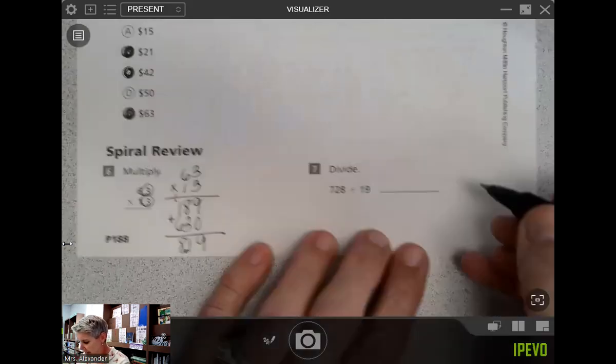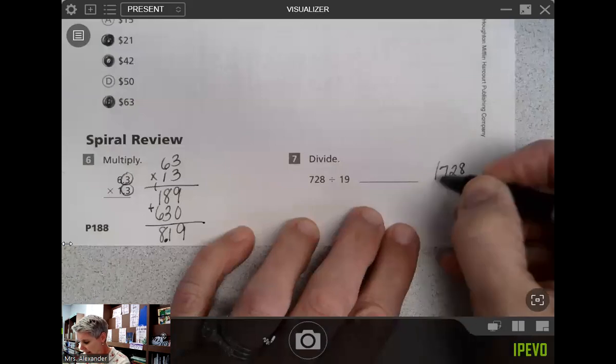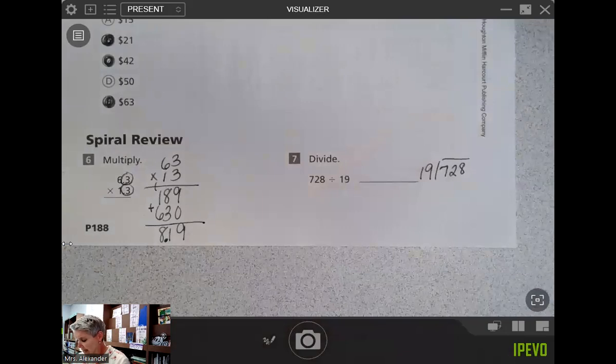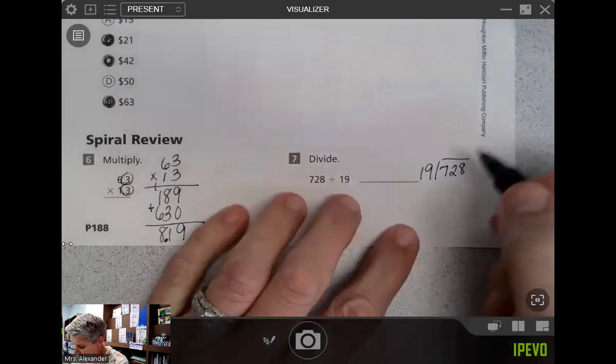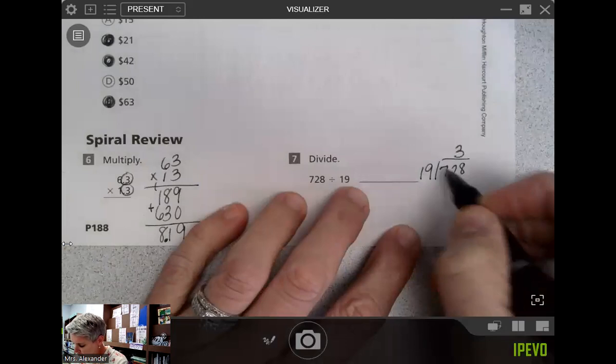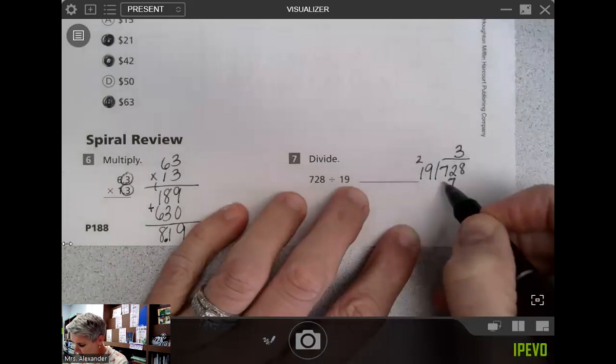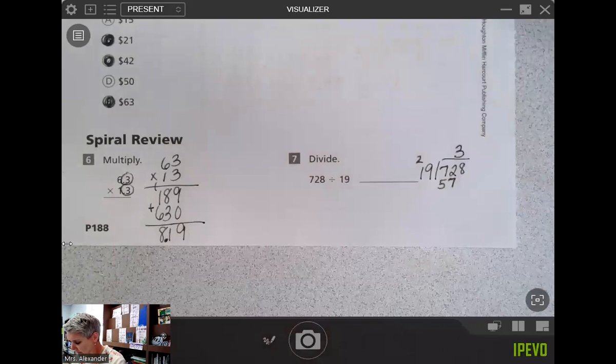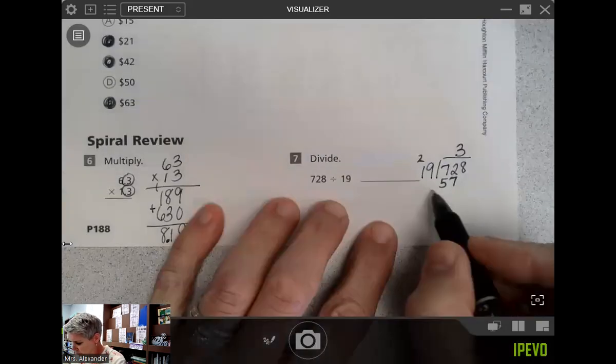We know how to divide 728 divided by 19. So how about we try, what do you think? 19 goes into 72 how many times? Maybe 3 times? I think I'm going to try 3. 9 times 3 is 27. 3 times 1 plus 2 is 57. I think I might be able to go with 4. Maybe? Maybe not. Let's see when I subtract.